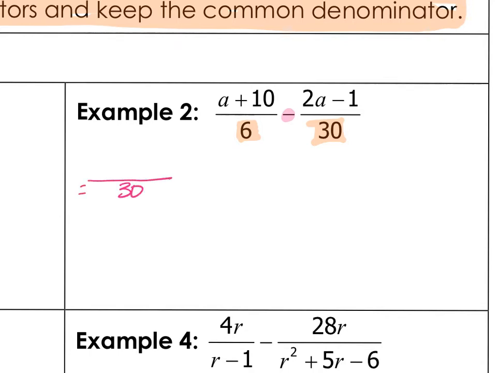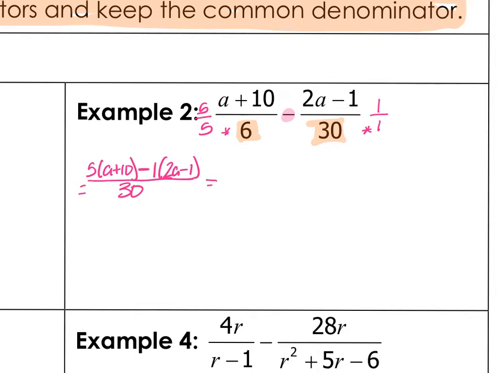So what do I multiply 6 by to get 30? That would be 5, and 5 on the top, 5 over 5. And what do I multiply 30 by to get 30? Well, 1. I'm going to put in the 1 so you can see that I'm multiplying by 1 also. So in my numerator, I'm going to do 5 times a plus 10, minus 1 times 2a minus 1. So that's what my numerator becomes. And in my denominator, 5 times 6 is 30, so I have 30 in both denominators. So my common denominator is 30.